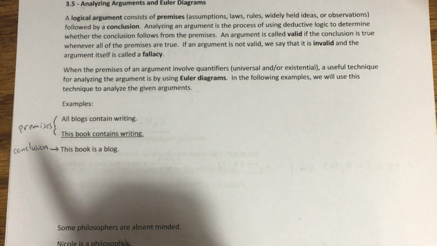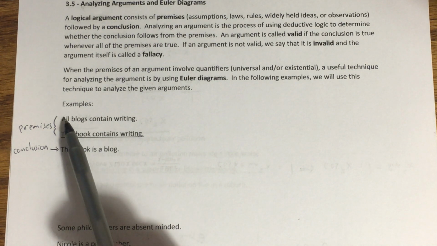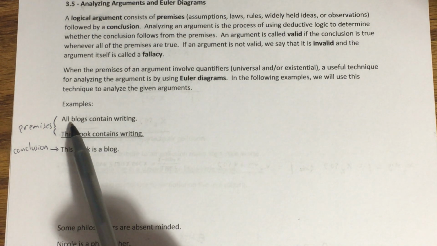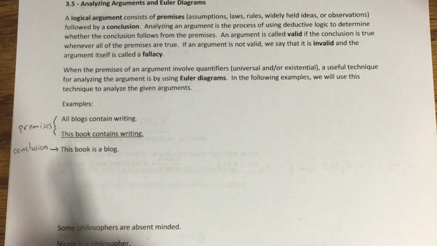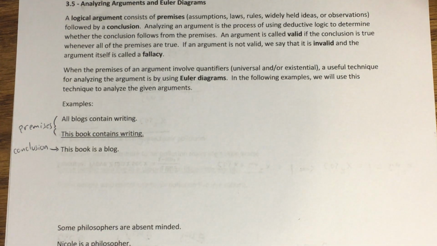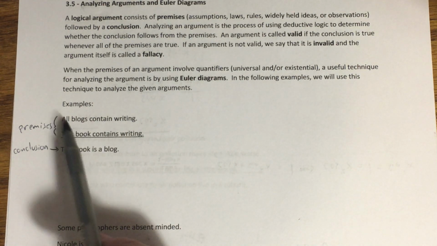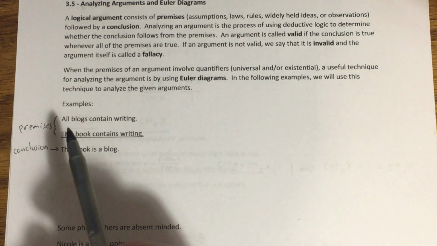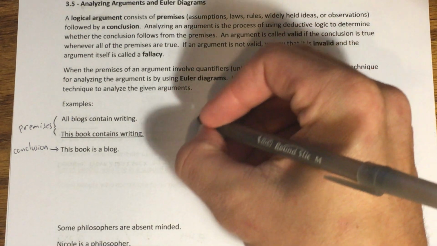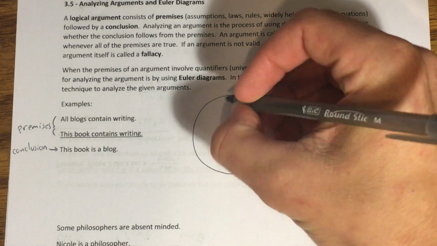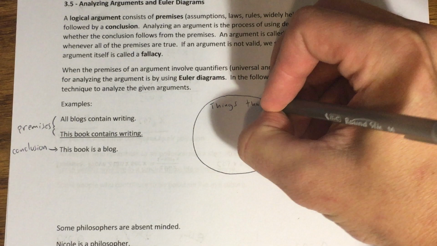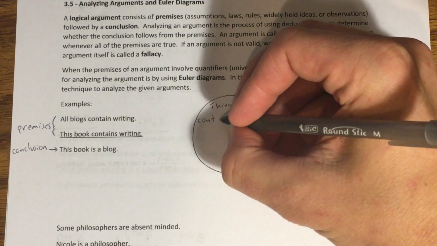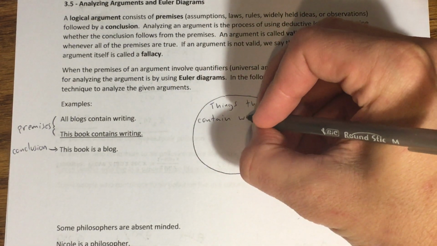So another thing you're going to notice is this first sentence uses a universal quantifier, the word all, okay? And we're describing two things, blogs and things that contain writing. I'm going to represent those with circles in such a way that the universal quantifier is accounted for. So I'm going to do a larger circle, and I'm going to write in there things that contain writing.